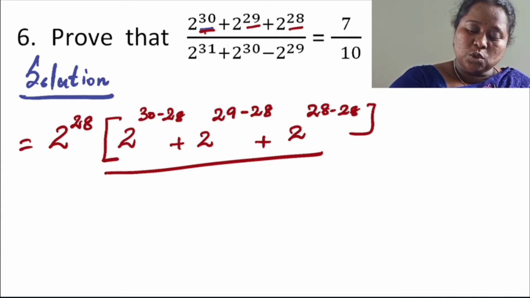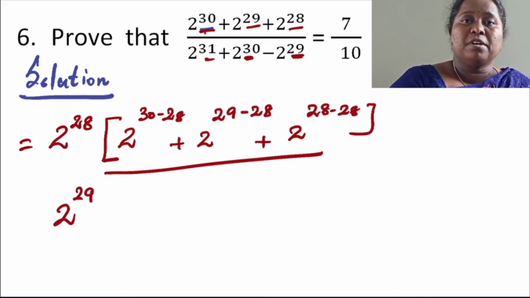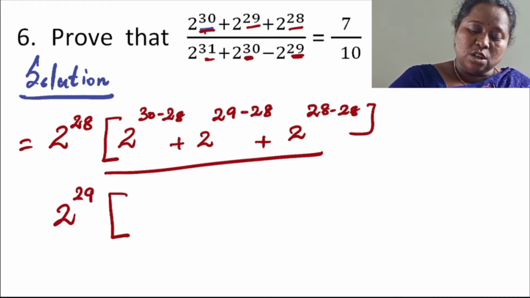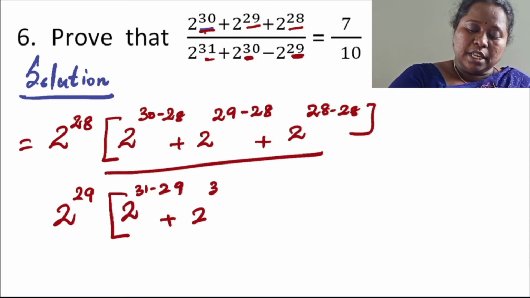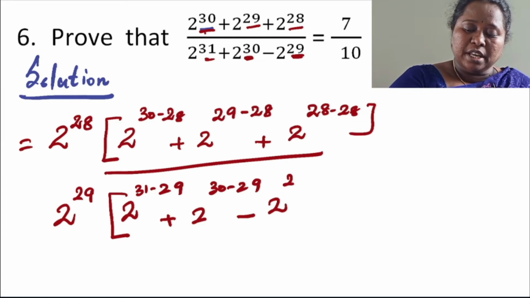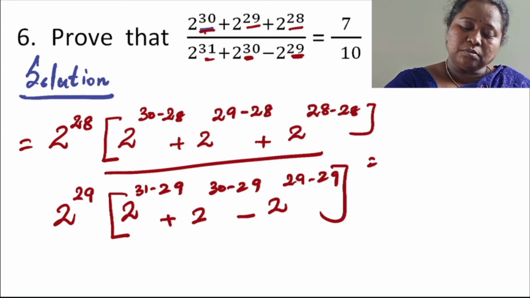I am going to take 29 as the smallest power. So I am going to take 2 power 29 as the common factor. If I take 2 power 29 in the denominator, what will I get? 2 power 31 minus 29, plus 2 power 30 minus 29, minus 2 power 29 minus 29. So in the numerator I will get 2 power 28, divided by 2 power 29.